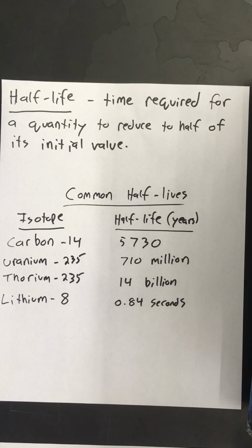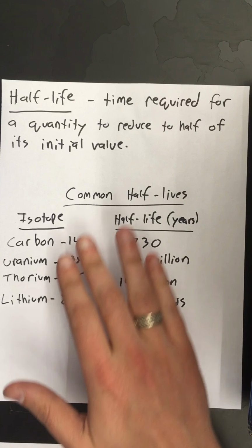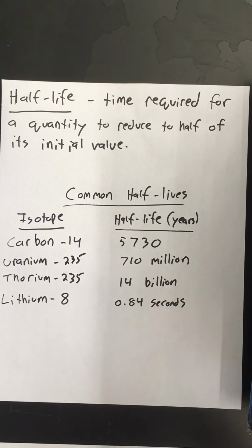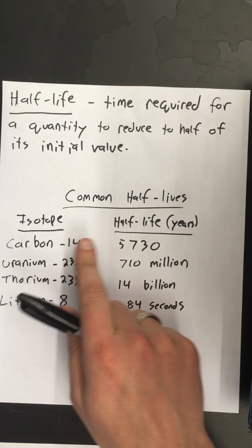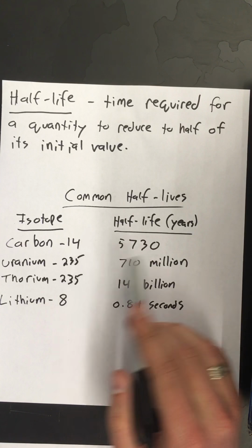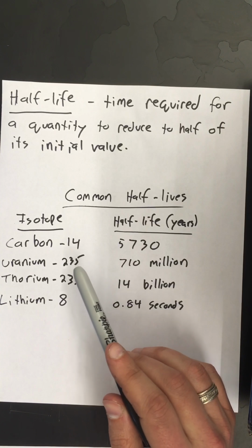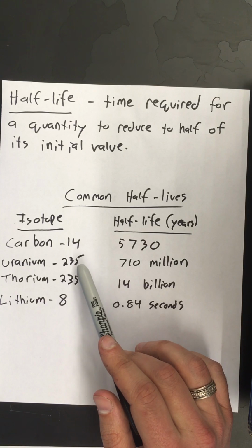So the idea is if you have a compound that is radioactive, it would decay at a predictable rate. And if you know that rate, called the half-life, then you can predict into the future how much would remain as time goes on. So on this table here, I just wrote down some common isotopes and their half-lives. And as you can see, they're all different. So every radioactive isotope has a different half-life.